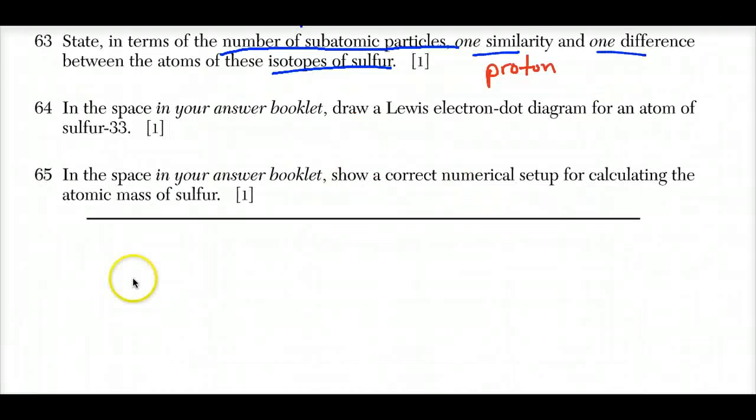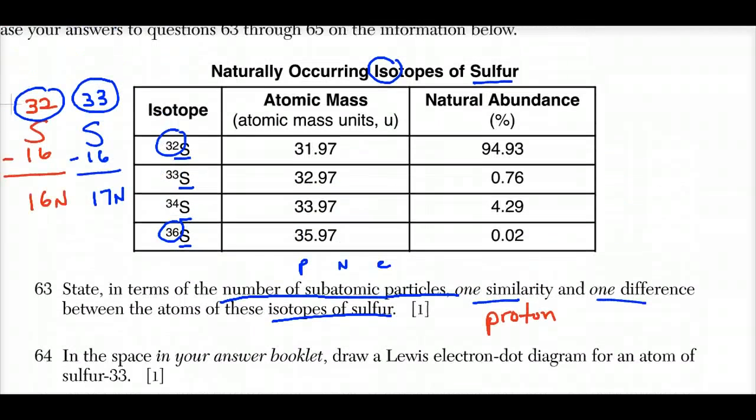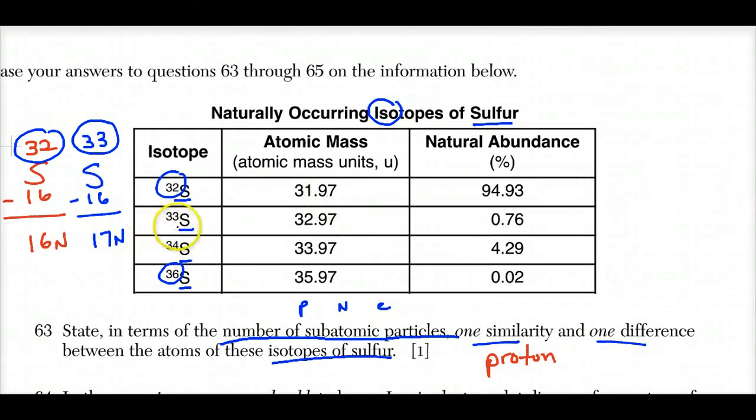Number 64. In the space in your answer booklet, draw a Lewis dot diagram for an atom of sulfur 33. They want a Lewis dot diagram, which represents the valence electrons. So it doesn't matter if it's S33 or S32. It doesn't matter how many neutrons they have. All of these would look the same because we're dealing with electrons. So we're not really drawing the nucleus, which has the different number of neutrons. We're just going to draw the electrons. And since these are all atoms, electrons equal the protons. However, we want an electron dot diagram, so we want to show the valence electrons, those electrons available for bonding.